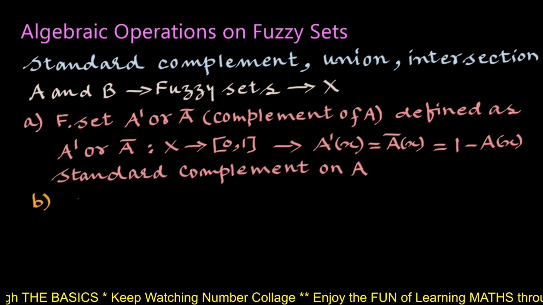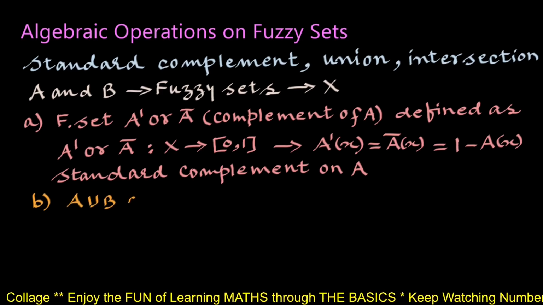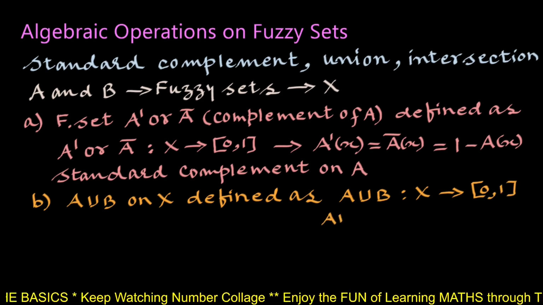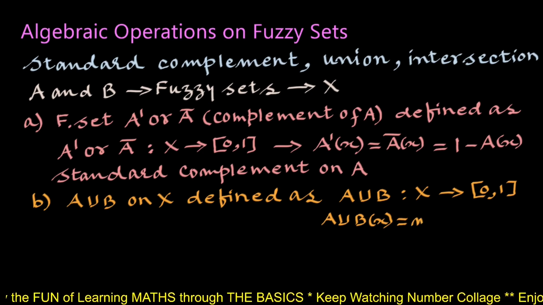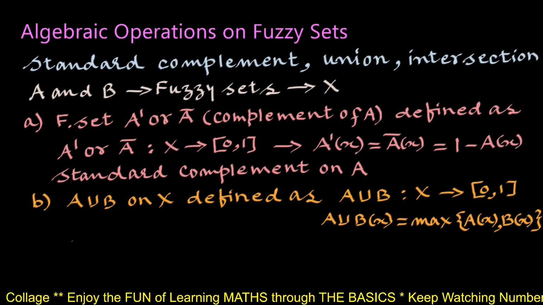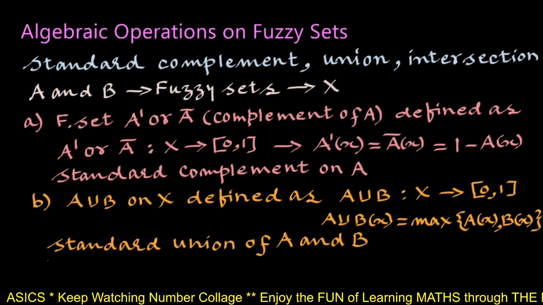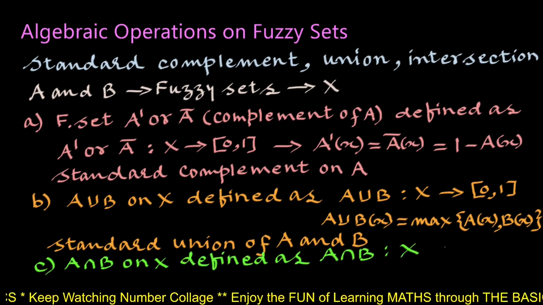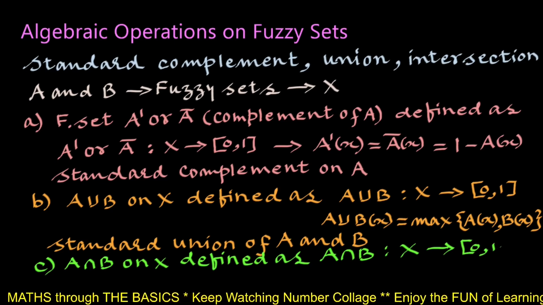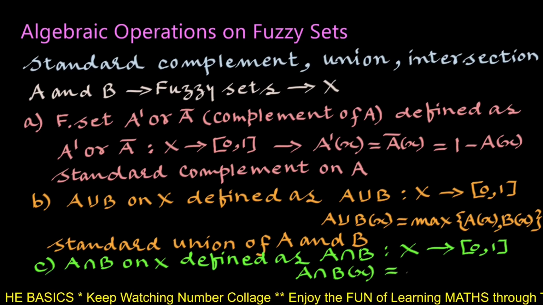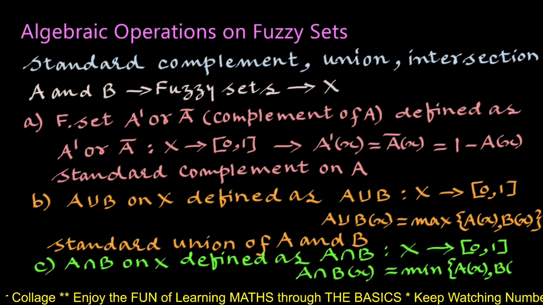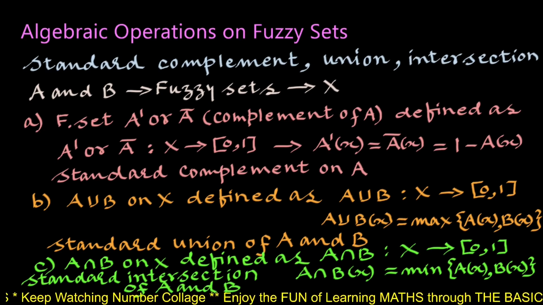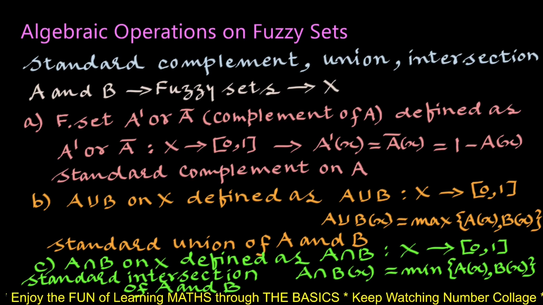Next, under the same conditions, the fuzzy set A union B defined on X for grade values from 0 to 1, where A union B of X is the maximum of A of X and B of X, is called the standard union of A and B. And finally, the fuzzy set A intersection B on X for grade values from 0 to 1, where A intersection B of X is the minimum of A of X and B of X, is called the standard intersection of A and B. Let us understand these operations by actually solving a few examples, graphically and analytically.